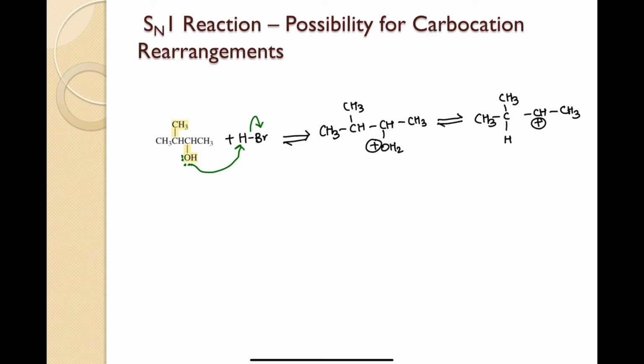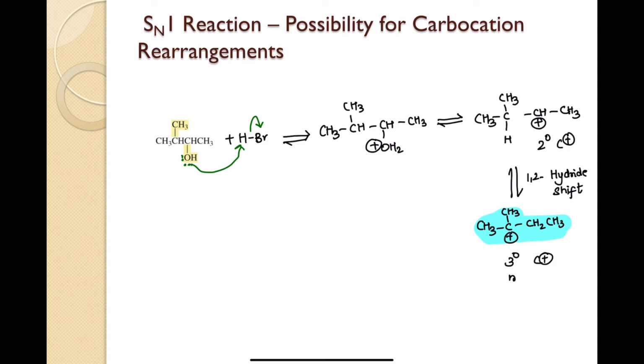So let's see. This was once a secondary carbocation, but once the 1,2-hydride shift happens, it's now converted into a tertiary carbocation. And we already know that the tertiary carbocation is the most stable one, right? So this is the most stable one. This is your tertiary carbocation. It is the most stable one.